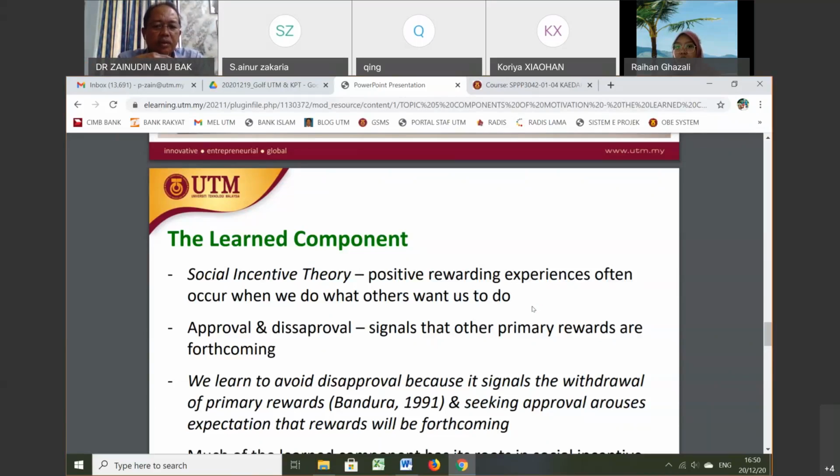Because rewards in some situations can create positive attitudes, highly motivated students. But in some situations, it can also create low motivation and dependency. They are not becoming a self-determined person, a self-determined learner.